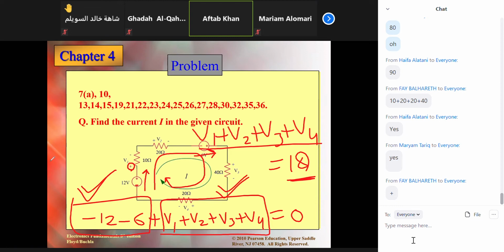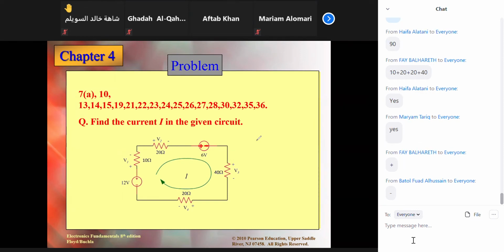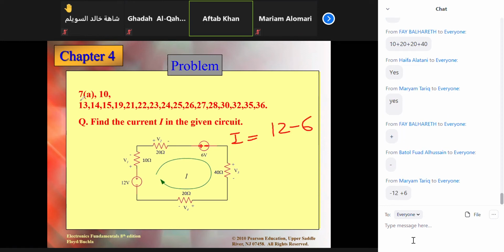Okay. Sometimes if I change the battery, for example, if I make it positive and make this negative, now the picture changes. In this case, we subtract? Yes. In this case, I will be 12 minus 6 over 90, that is 6 over 90. This will be your answer.